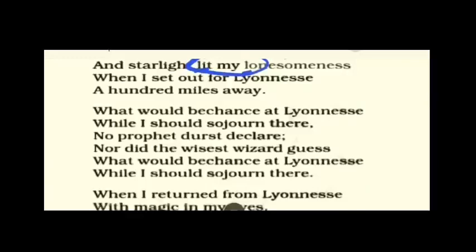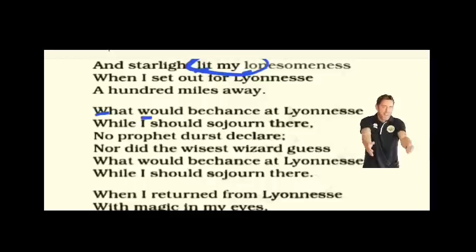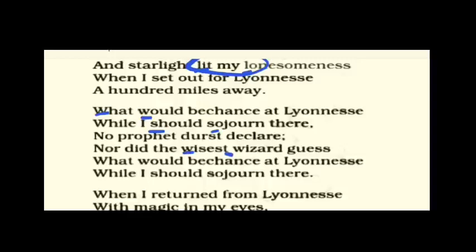Let's find out whether we have any in stanza 2. What would be chance at Lyonesse? See, W and W. That is an example of alliteration. Perfect. While I should sojourn. One more. Can you spot, class? Comment and tell. S. Should sojourn. Okay. Then there are plenty. Wisest wizard. See if there are more. Find them out. It's very simple, right?